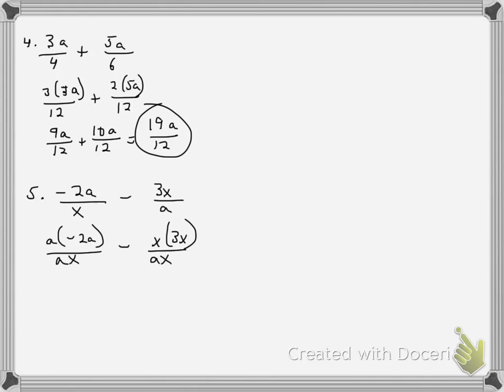I do believe that most of you know what you're doing here, but I cannot overemphasize taking the time to write down the intermediate steps. You will be far more accurate if you learn to do so. So this is a times negative 2a, so that'd be negative 2a squared, and minus 3x squared, all over ax.